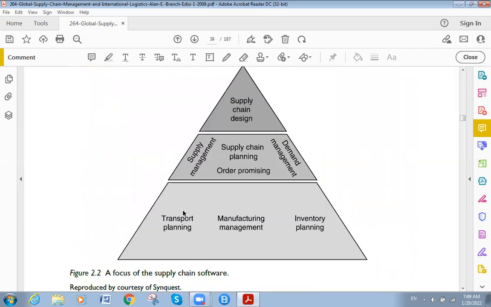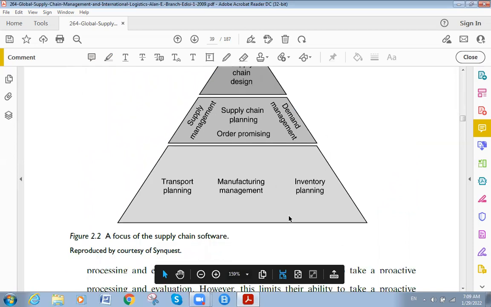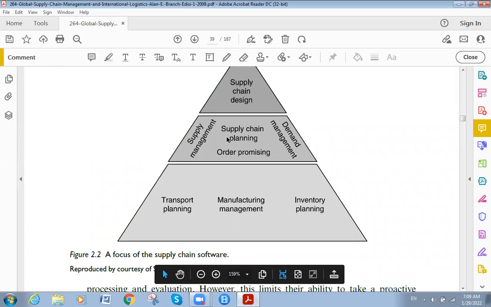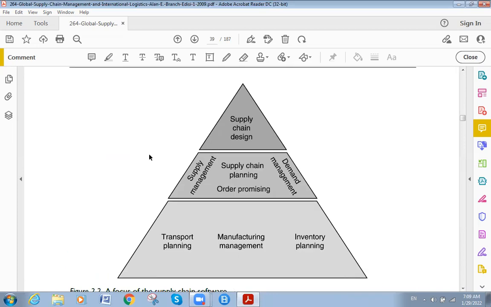Like we see here, the transportation and the manufacturing inventory, which are the basics of the logistics systems, focus on the supply chain software. Here, the supply management, the order promising, and demand management in the supply chain.